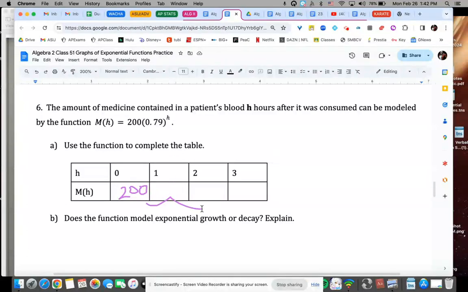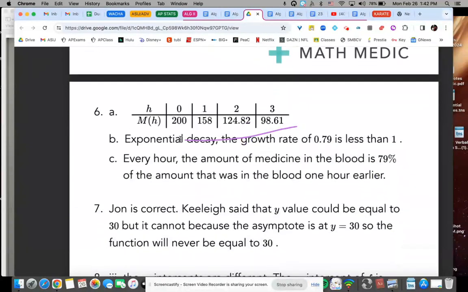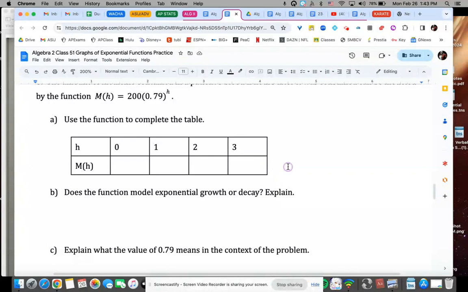Okay, so to get from the next to the next to the next, all you're doing is multiplying by the rate. So I take 200 times 0.79, that's 158. I take 158 times 0.79 and get a number, and then that number times 0.79, you get another number. So you just keep multiplying by 0.79, and you will get a table that looks like this. Right? We're just multiplying by 0.79 each time, and that's it. Okay, does the function model exponential growth or decay? This rate is less than 1, so it's decay.